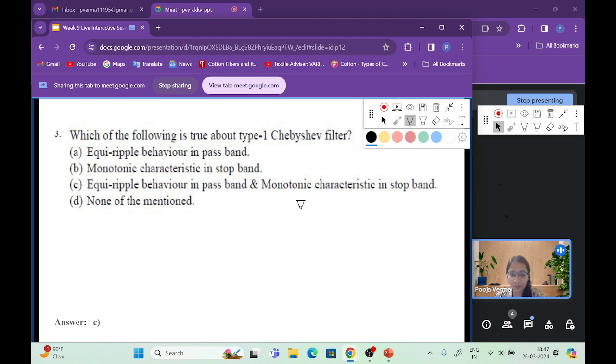So which option is true for type 1 Chebyshev filter? For Chebyshev type 1 filter, we find the equiripple behavior in the pass band and monotonic characteristic in the stop band. You can go through the slides, it is described there. So the correct option is option C. For type 1 Chebyshev filter, equiripple behavior in the pass band and monotonic behavior in the stop band.